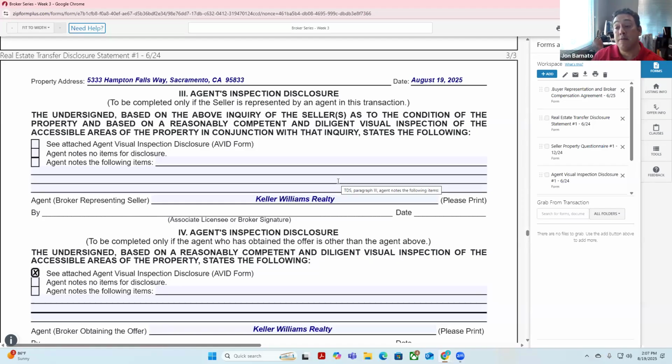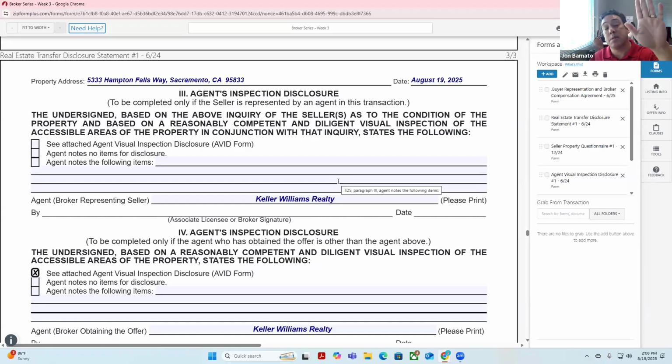In California, under California law, there is a 5-day right of rescission, separate from the contingencies, that says when the transfer disclosure statement is sent, the buyer has 5 days right of rescission. That means they can cancel the deal, even if they've waived all contingencies. They can still cancel the deal and get their deposit back based on the TDS. Now, the TDS includes the listing agent's AVID, agent visual inspection disclosure.